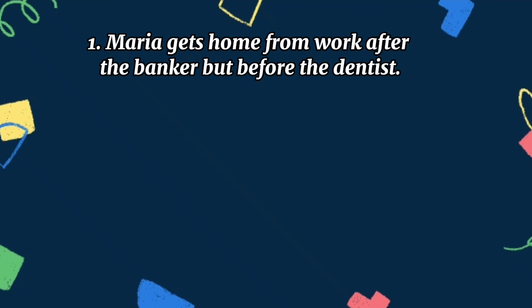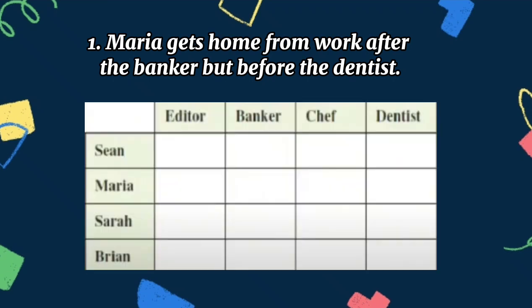We have to use a strategy. One possible strategy to answer this problem is to create a table. So we have here a table consisting of columns and rows. The columns represent the four people involved in the problem and the rows represent the different occupations. So what we can do in our table is to mark what we can conclude from the first clue. We can put an X mark here that says Maria is not the banker and not the dentist.